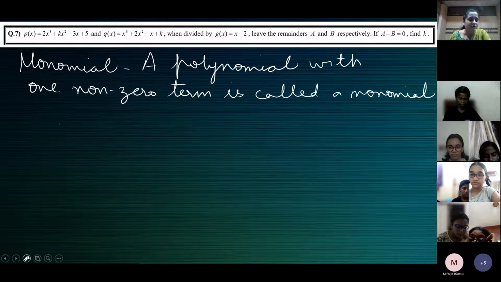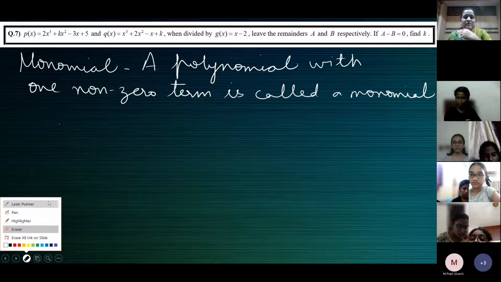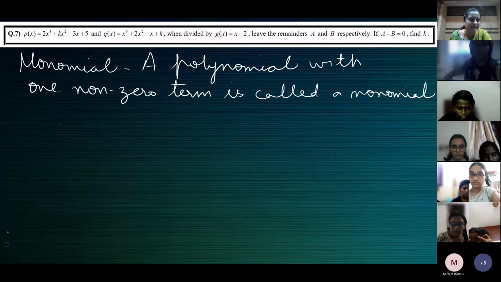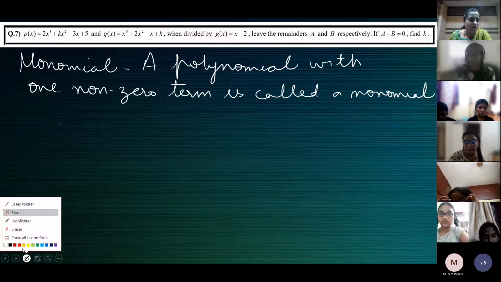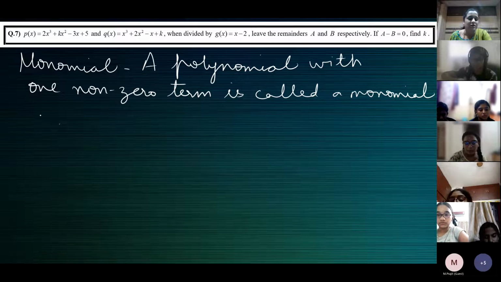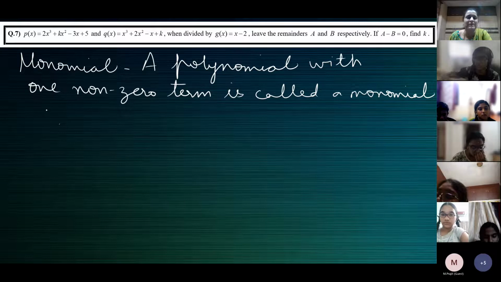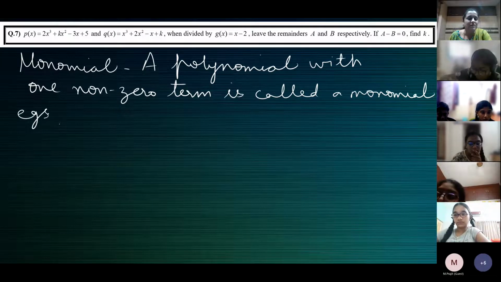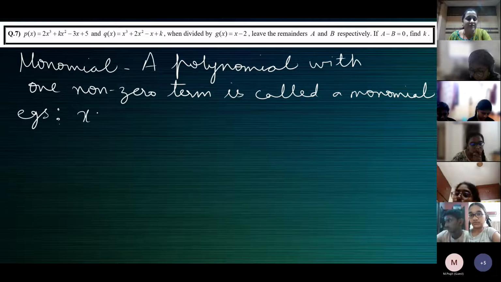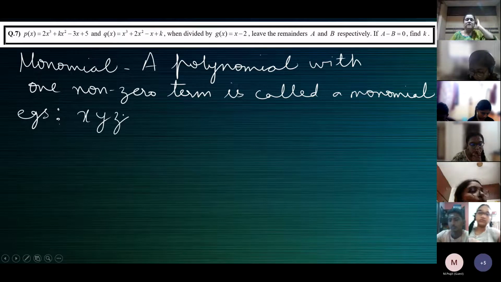So examples of monomial. See, when we say monomial, it can be of any degree. We are not talking about the degree of the polynomial. There should be only one term. The degree of the monomial can be anything. So examples can be, say, XYZ. XYZ is a monomial.